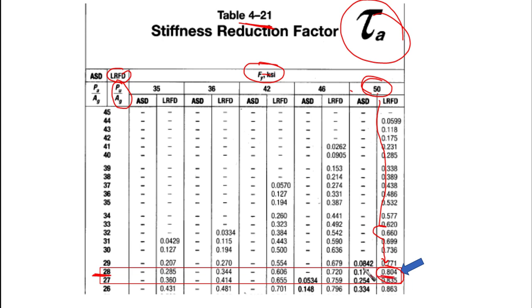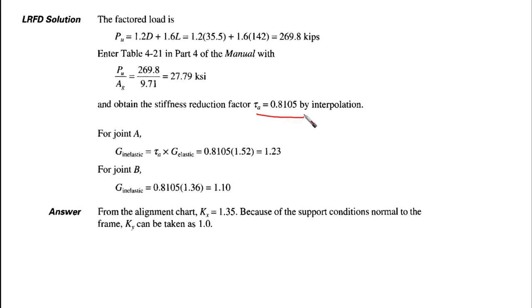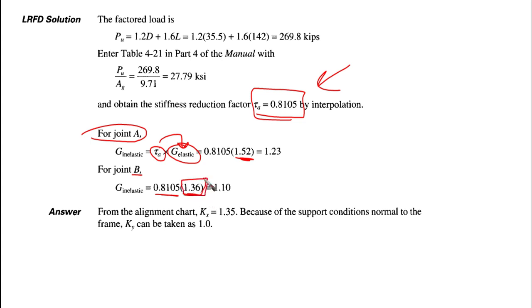Interpolation is going to be used here, and based on this, we're going to find our tau alpha is 0.8105 by interpolation. Then for joint A, simply we're going to multiply tau alpha by G elastic, which was 1.5 before, and for joint B, it is going to be 0.18 times 1.36, which was obtained under the elastic behavior, or this is G elastic. It gives us 1.1. Now from the alignment chart, you are going to find that our Kx is going to be 1.35 based on these two. Okay, you are going to find it.